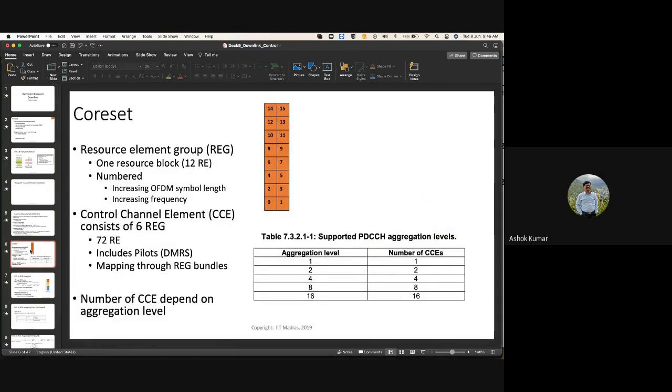I have one doubt. The DMRS location symbols are fixed, right? I think symbol 3, symbol 4, and symbol 11. No, that is for PDSCH. For PDCCH, this is the DMRS for the control channel. PDCCH has its own DMRS. It is for the control channel. Okay.